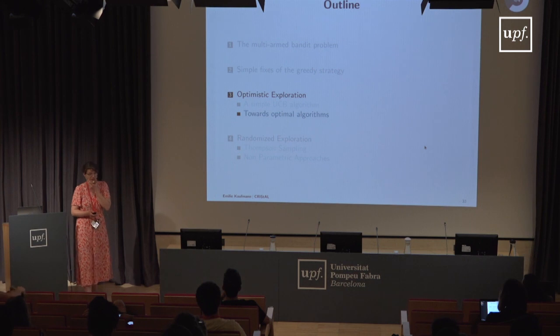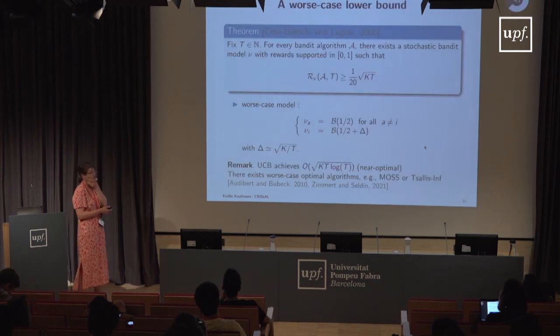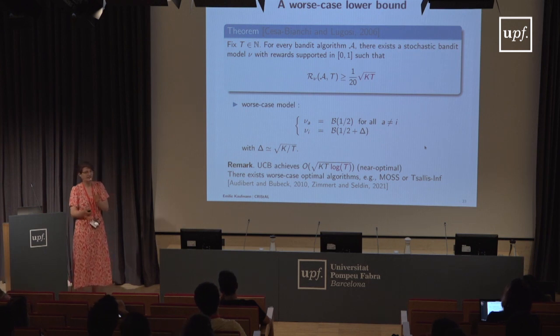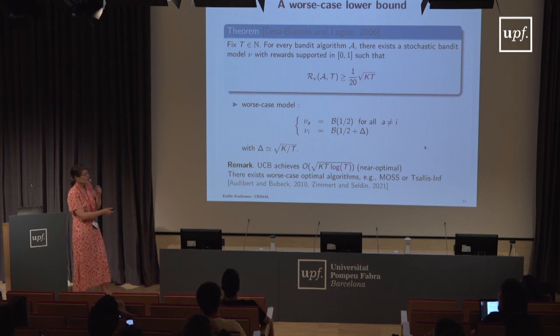Okay, so are these bounds good? Let's first talk about the minimax bound. There is a result in the literature saying that for every bandit algorithm, you can find a crazily hard instance on which your regret has to be larger than square root of KT, meaning that a square root of KT log T bound is kind of good. There are better algorithms that even shave off the log T, but they are a bit more complex to present.